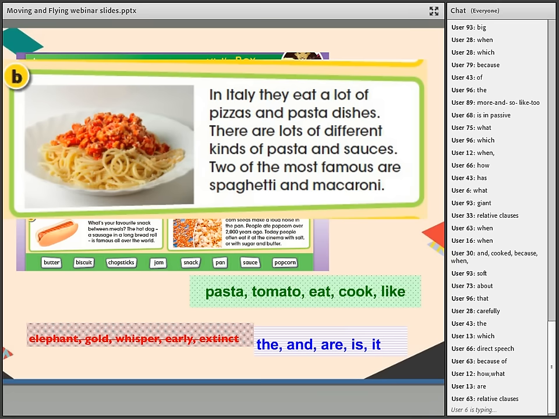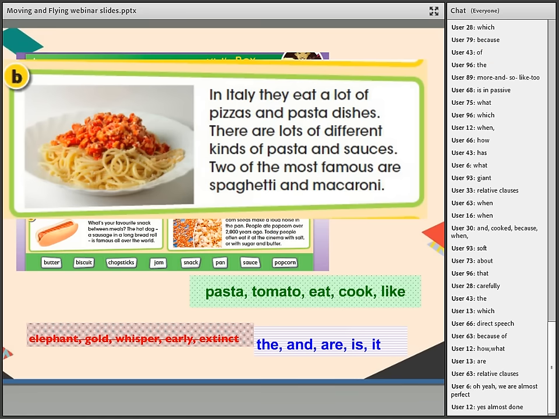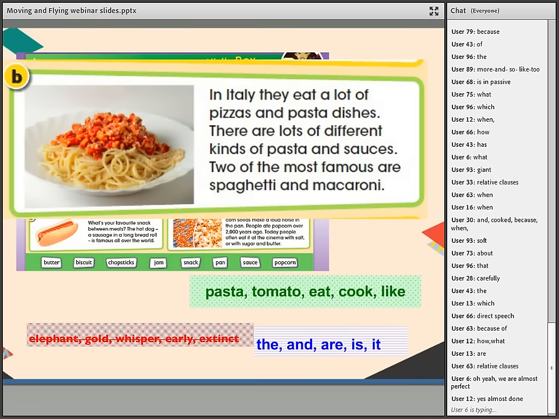So were your guesses right? I think we were pretty close. We had pizzas, we had pasta, we had sauces. I think we had spaghetti and probably macaroni. So again, getting students to think about prediction, using prediction, and then to check. We're getting them to think about lexis, about grammar, and then to compare. So getting them to use their own knowledge and to predict what the content might be.